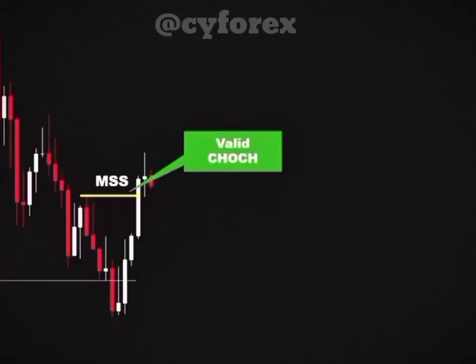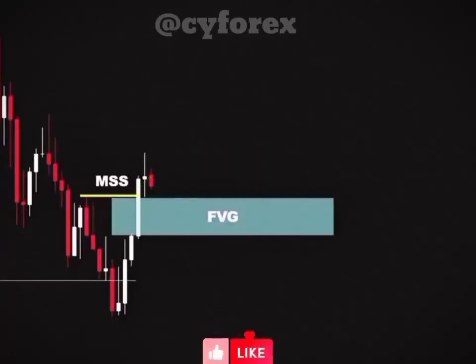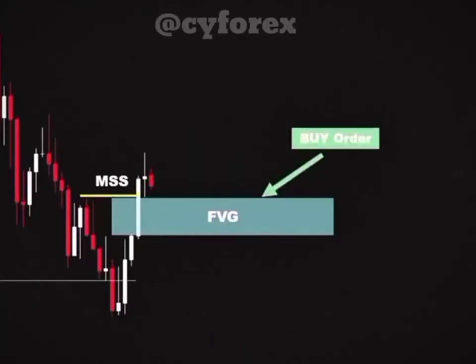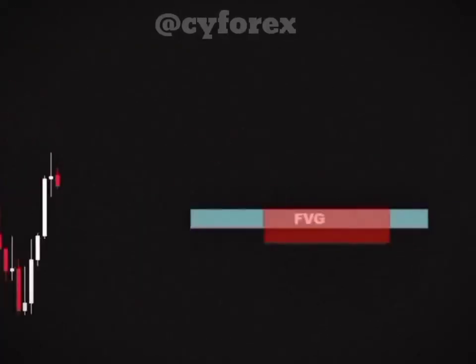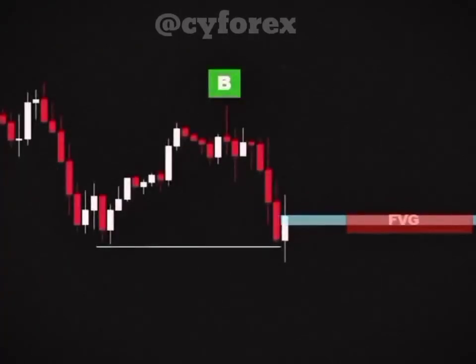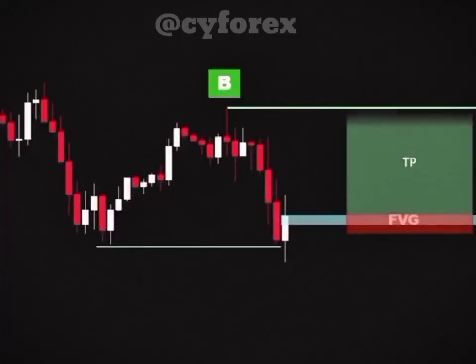So, as we have identified a valid market structure shift or change of character, in the next step, we should look for the lowest fair value gap near the current price. As you can see, we have a fair value gap right here. So we set up our entry order at the highest zone of the fair value gap. And also we put our stop loss a couple of pips below the fair value gap's first candle. And for putting our take profit, we should zoom into the 15-minute time frame and put our take profit margin at the highest point of the B wave, as I explained before.